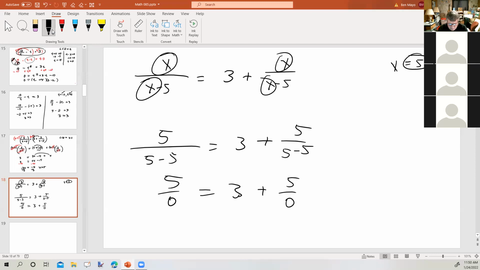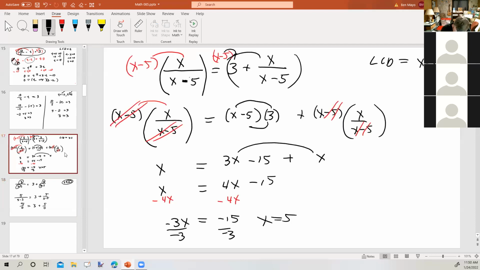Yeah. Zeros in the denominator. Yeah, what happens when you divide by zero? You get zero. No. Undefined. Undefined, yeah. It's all fun and games till you divide by zero. So x equals 5 does not work. No solution.